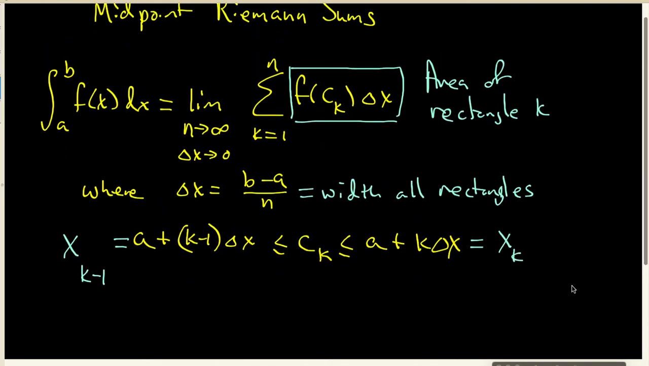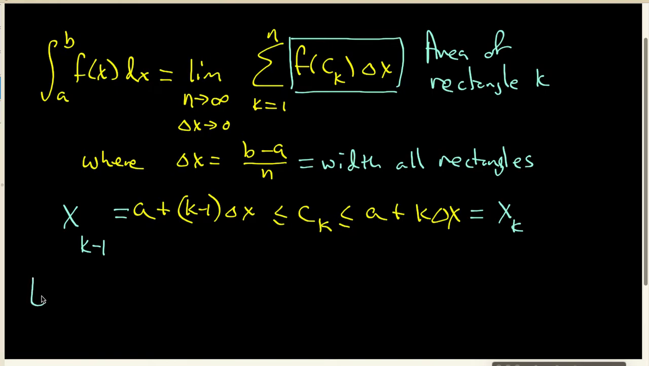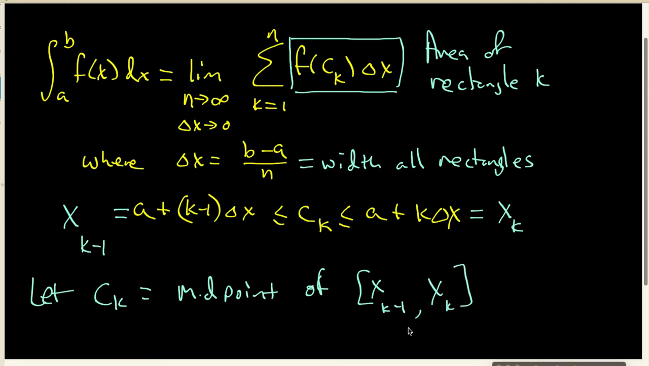Since we are looking for a midpoint Riemann sum, what we want to do is let ck be the midpoint of the kth subinterval. So I need to find the midpoint of the interval between xk minus 1 and xk. So let's do that on this panel. I want to find the midpoint of this particular interval.